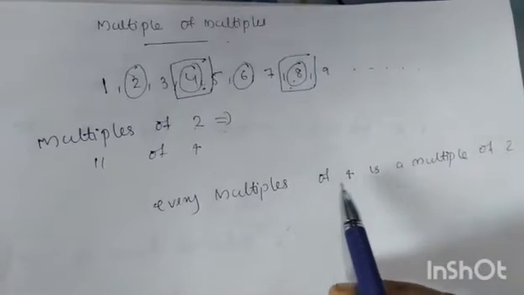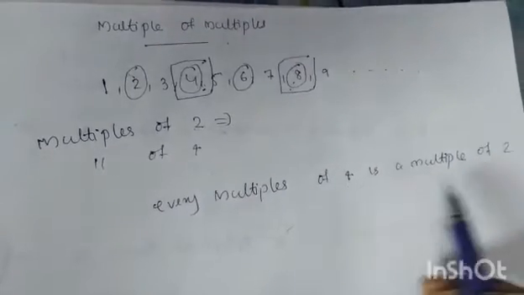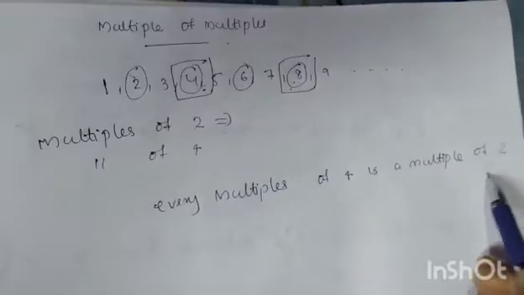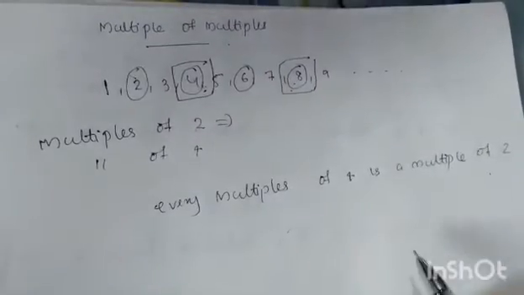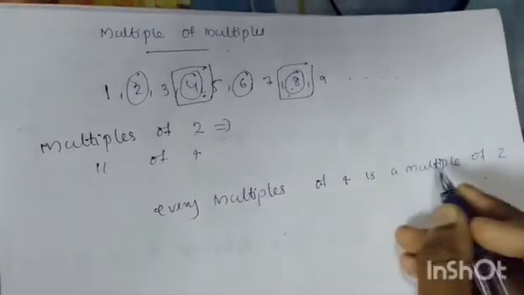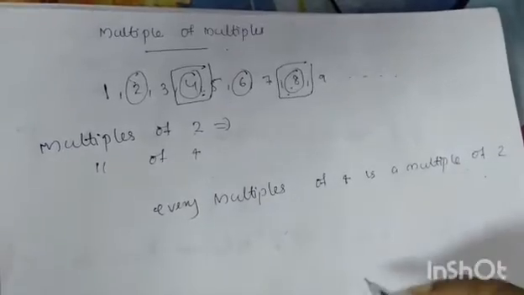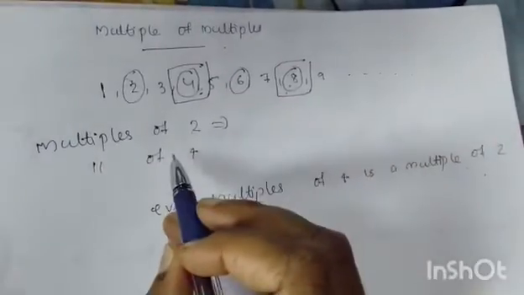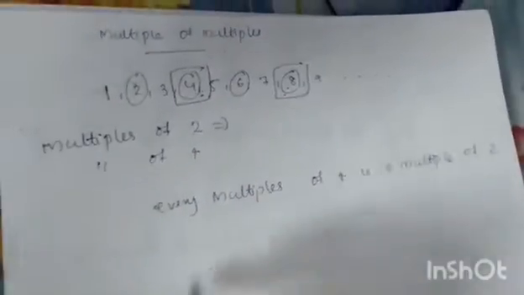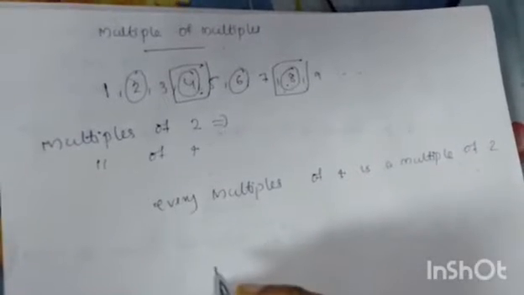Then, on the other hand, we can say that every multiple of 2 is a multiple of 4. Every multiple of 2 is a multiple of 4. Then, next we are discussing another example.